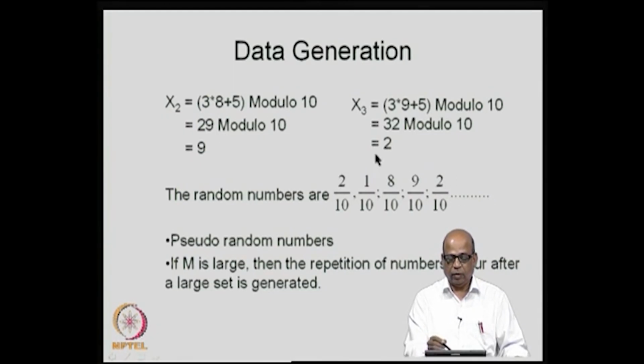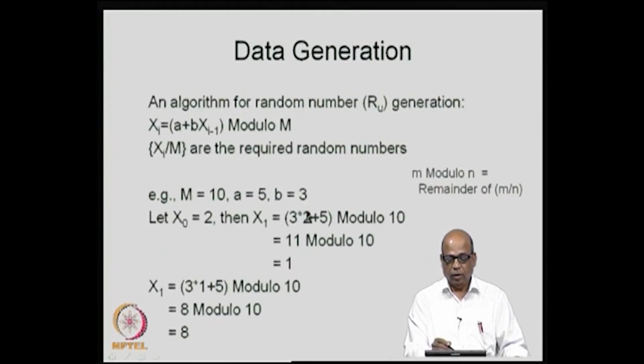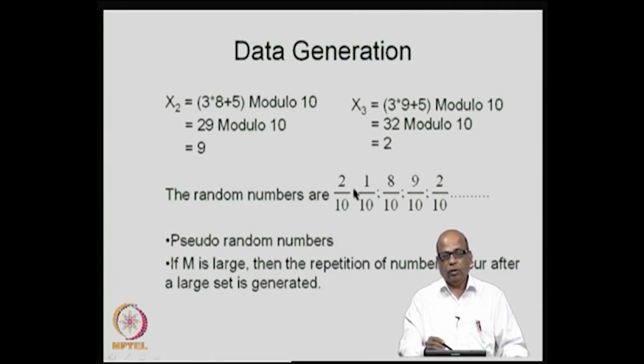The length of the sequence before it actually repeats depends essentially on this number m, but also to some extent on these parameters. So, the larger the value of m, the larger is the sequence that you will be able to generate. So, this is one of the ways by which you can generate uniformly distributed random numbers, and remember, they are really pseudo random numbers.